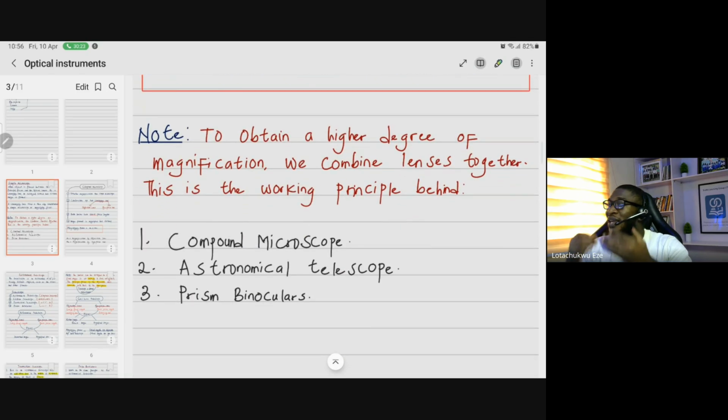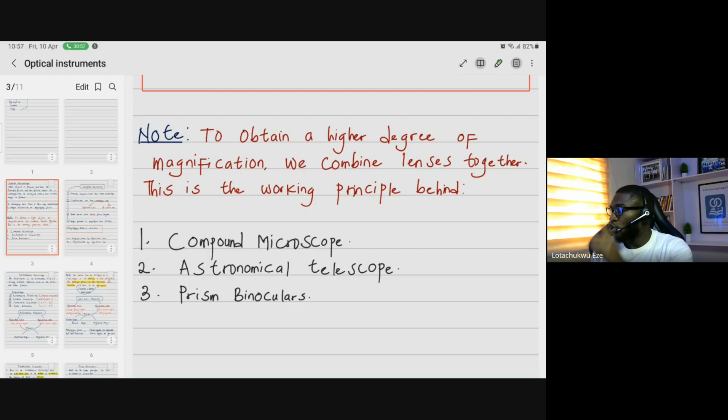Now, to obtain a higher degree of magnification, we've agreed that the other ones are quite tiny. It will not give us what we need, right? They are quite tiny. So to achieve a higher degree of magnification, we now combine lenses together. Remember, the other one made use of just one lens, but this time you are combining lenses together, all right? And that will give birth to these instruments: the compound microscope, the telescope, and the prism binoculars, right? So these instruments are formed based on the principle of combining lenses together.